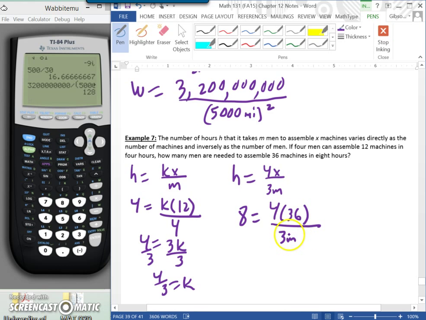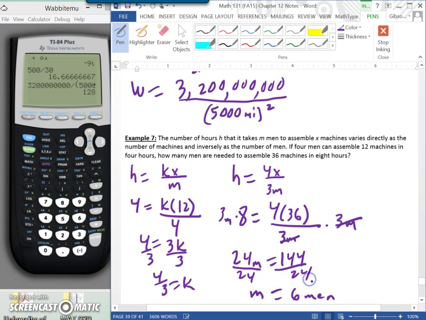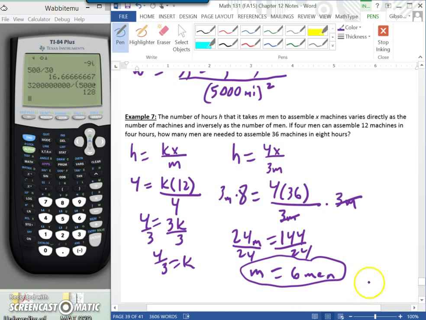Now, we have the hours. We need to find out how many men we actually have. So we'll multiply each side by 3M, because we need to get this 3M from our denominator. So it'll be 24M is equal to, this 3 times M will simplify out, 4 times 36 is 144. We divide each side by 24, and M is equal to 6 men. And that is our final answer. Any questions on example 7?